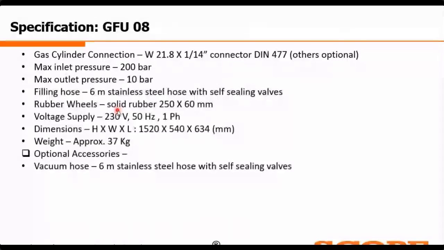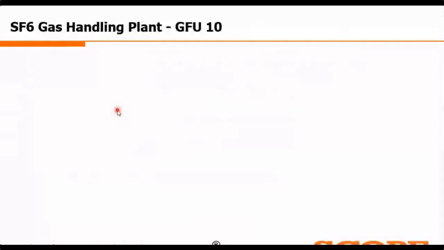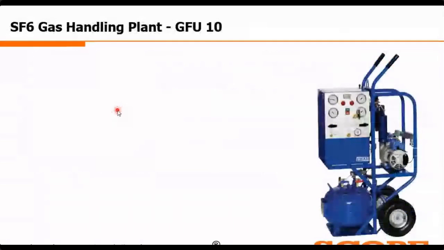Now, generally, what we see while doing the maintenance of AIS and GIS utilities is that we need to recover the SF6 from the gas compartment to your cylinder, or to the storage tank inside the equipment. For the recovery of SF6, we need a compressor. For that application, along with filling, recovery, purification and filtration, all the operations can be done by the GFU10 model.